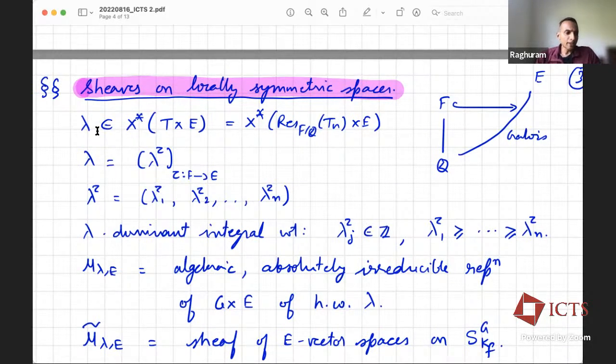So what does such a weight entail? This weight is really a tuple of weights lambda tau, where tau runs over embeddings of F to E, and each lambda tau is a string of integers lambda tau 1, lambda tau 2 through lambda tau n.